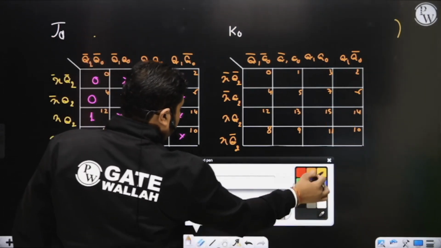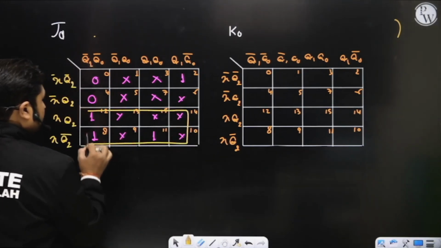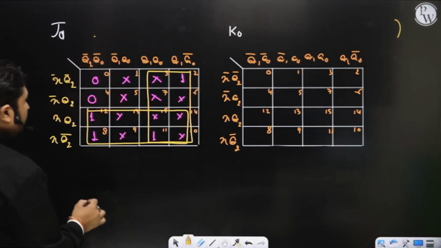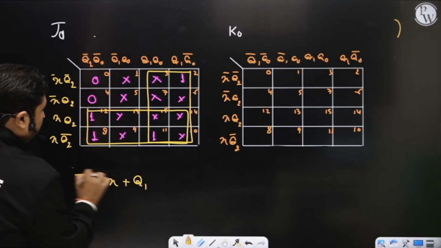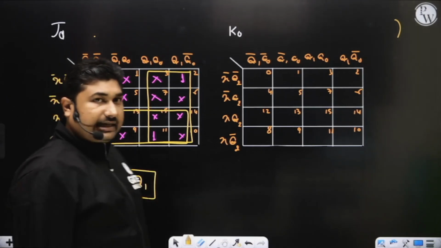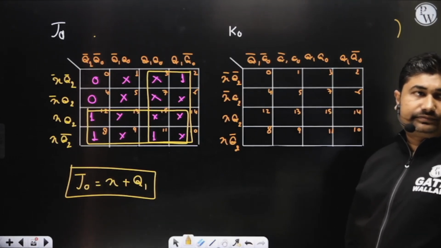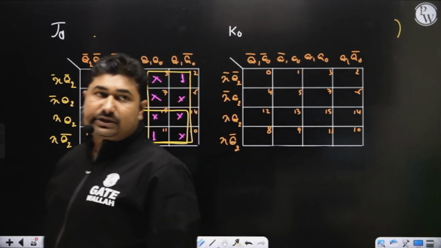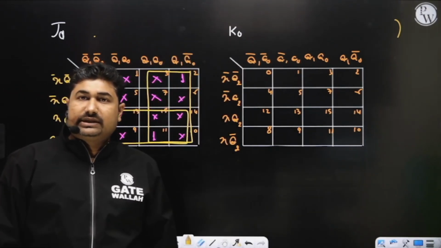Is there any pair or octet possible? Yes sir. A quad is possible, this one. Octets are possible, these two octets. So for J0 we are getting x plus of q1. Is it okay? Great sir. Hoping up to this part everything is clear. There is no issue.